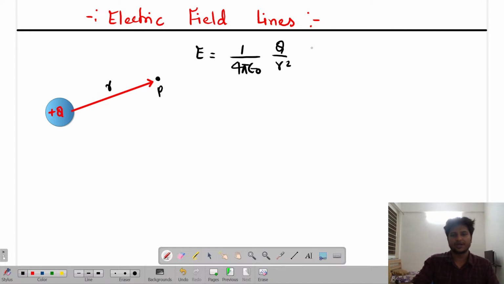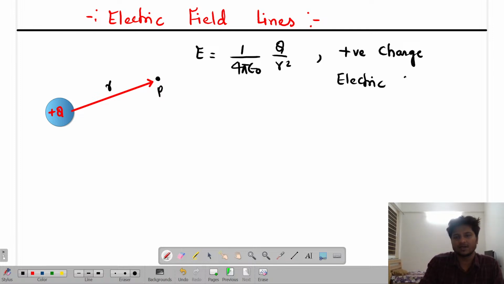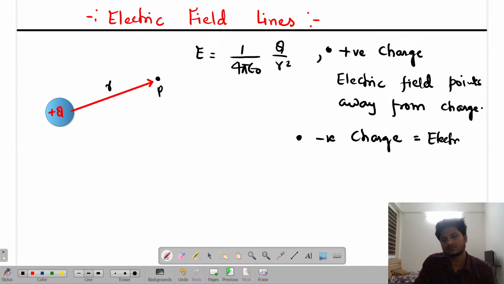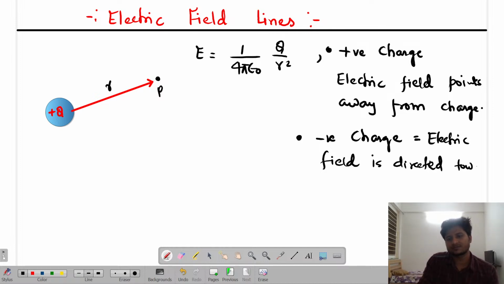Next point, for any positive charge, the electric field lines or electric field points away from the charge, isn't it? And for a negative charge, the electric field is directed towards the charge.